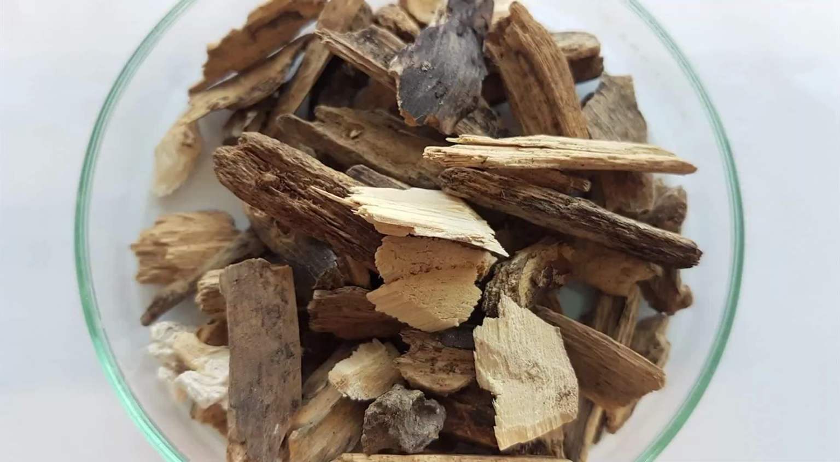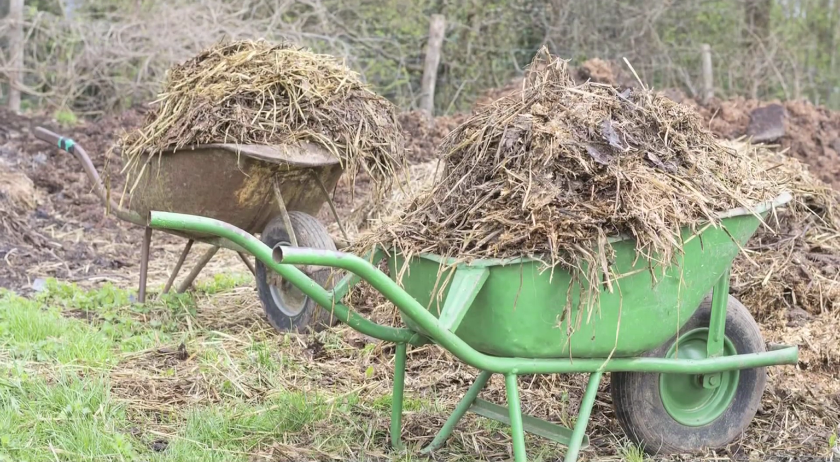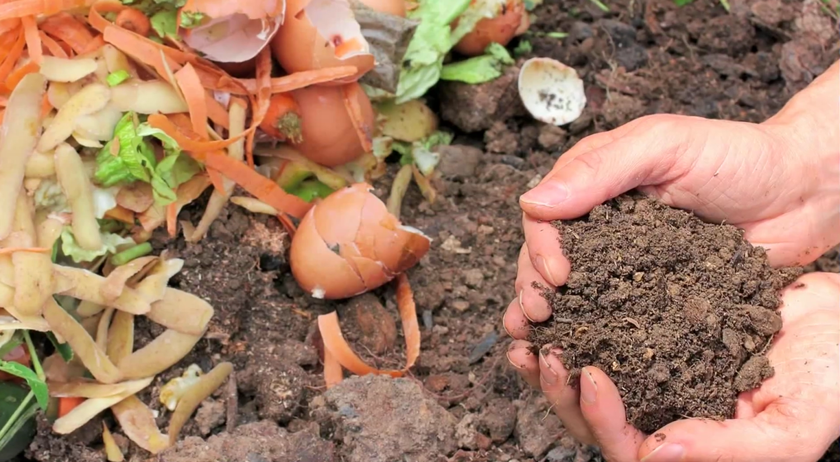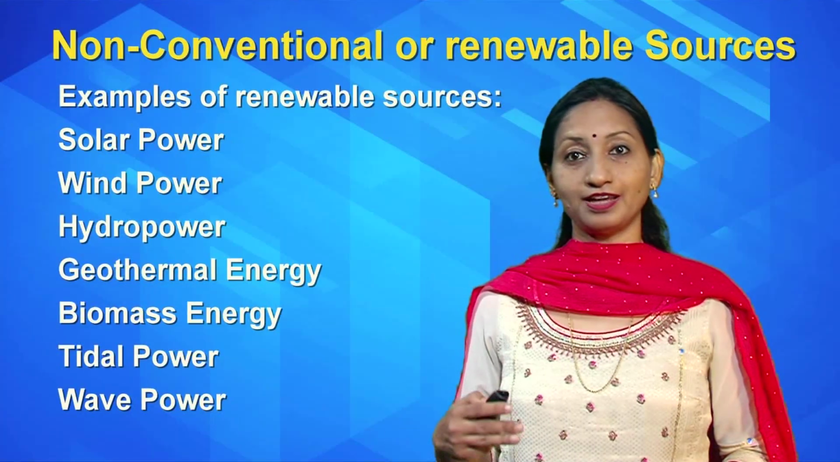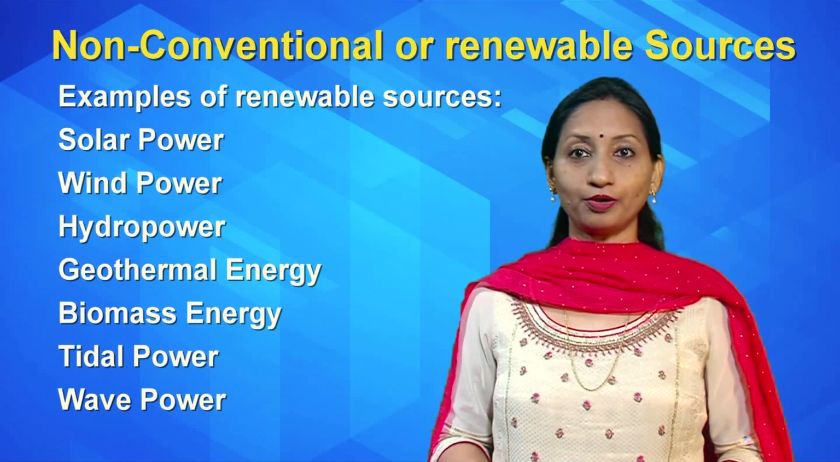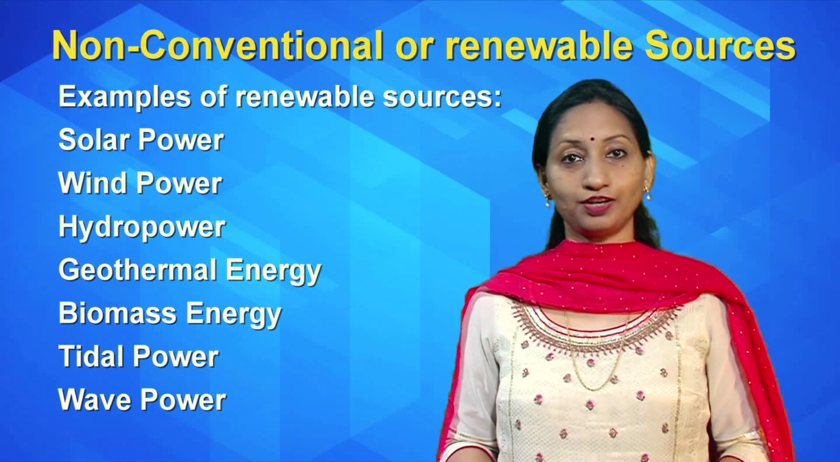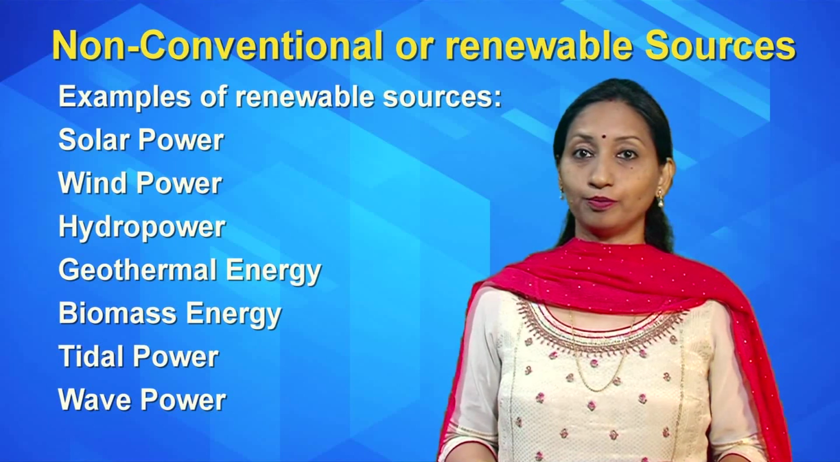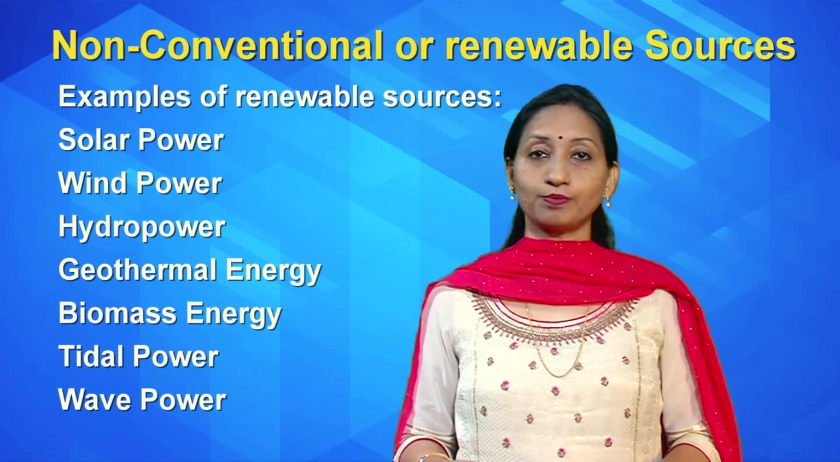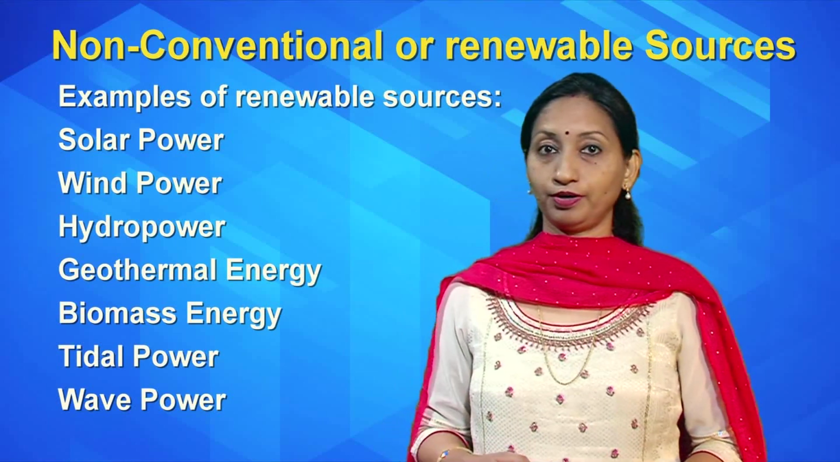Biomass energy. Biomass refers to organic materials such as wood, agricultural residues, dedicated energy crops, and organic waste. Biomass can be burned directly to produce heat or converted into biogas or biofuels to generate electricity in a biomass power plant.